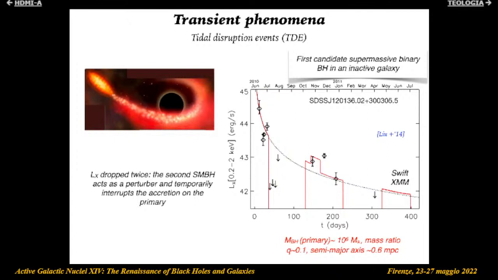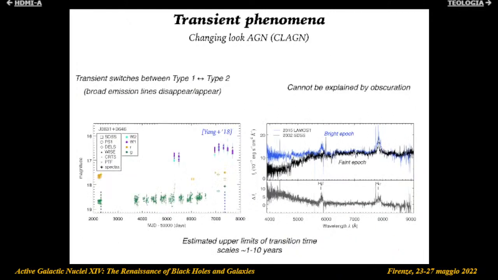And then for transient phenomena, we have changing look AGN. Changing look AGN are AGN that change type from type 1 to type 2 or vice versa, and they can do it several times over their life. And genuine changing look AGN are those that cannot be explained by obscuration. Now, the point is that these changes occur on relatively short time scales.